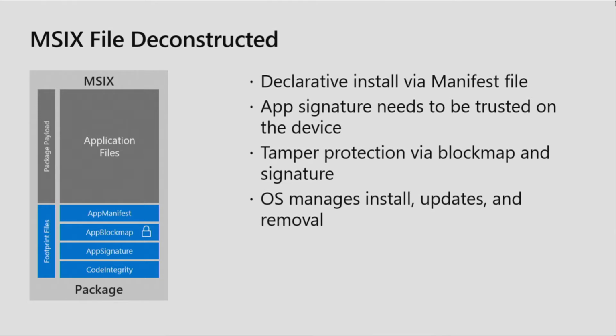We also have our block map. Our block map is a hash of all the files in the package, and that block map is signed with that same app signature. So when we lay down those files on disk, we validate that the hash of all the files we're laying down are the actual files being put on disk, making sure nothing was tampered with along the way, ensuring that what the developer intended to be on the box is actually on the device. And then through all this, we use the OS to manage and install those updates.